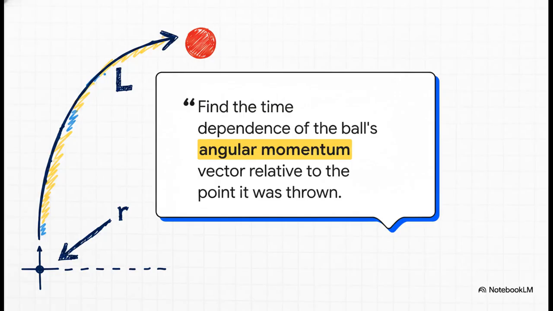Okay, let's look at the wording here, because in physics, the details are everything. Two phrases are absolutely critical. First, "angular momentum vector," which is a big hint that direction matters. But the real kicker is this part: "relative to the point from which the ball is thrown." That phrase right there, that's the key that unlocks the entire problem. It's all about our point of view.